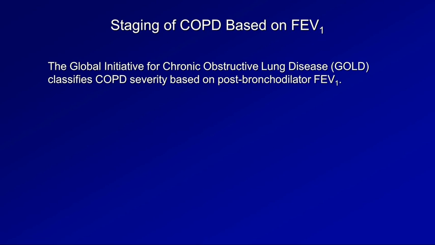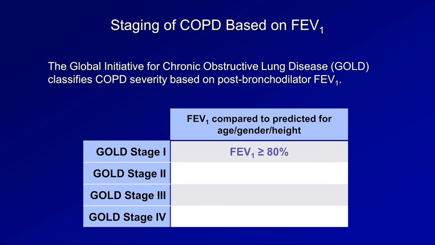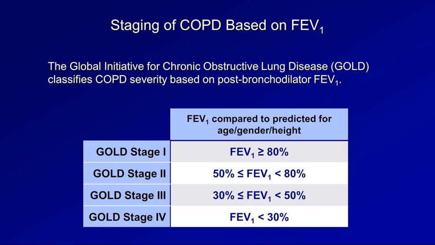In addition to diagnosis, spirometry has a few other roles. For example, in COPD, the severity of disease can be staged based on the FEV1. The Global Initiative for Chronic Obstructive Lung Disease classifies COPD severity as follows. Stage 1 means that the FEV1 is greater than or equal to 80%, that is, it's normal. Stage 2 means the FEV1 falls between 50 and 80%. In stage 3, it's between 30 and 50%. And finally, in stage 4, it's below 30%.